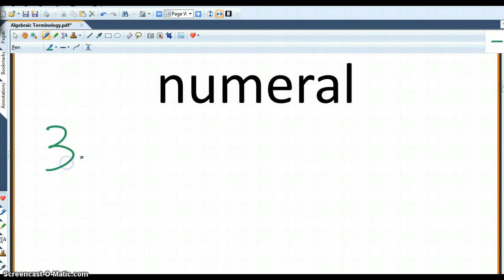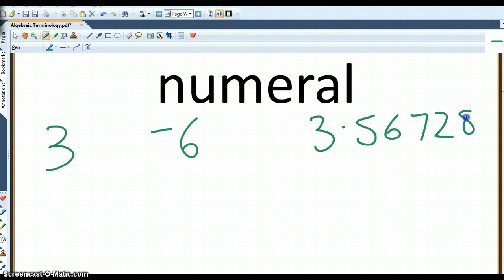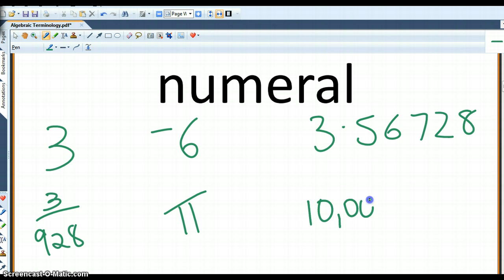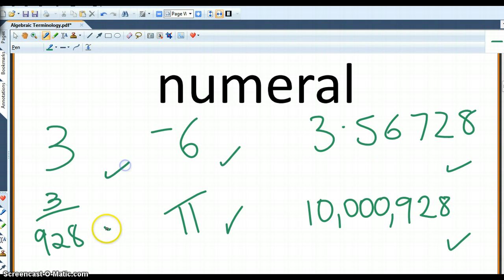Is 3 a numeral? Yes. -6? Yes. 3.56728? Yes. 3 over 928? Yes. Pi? Yes. What about that? No. So numeral just basically means number. Okay? A numeral is like one number, if you like. So there we go. We've got numeral.